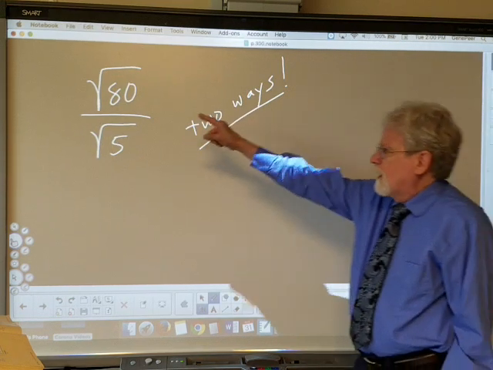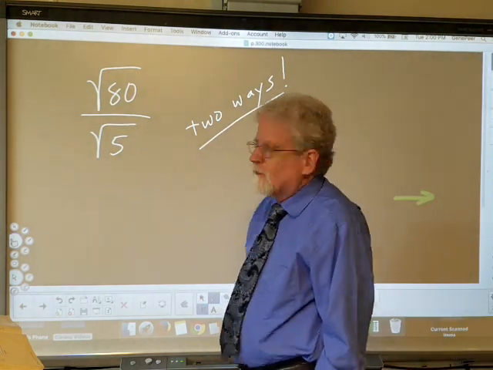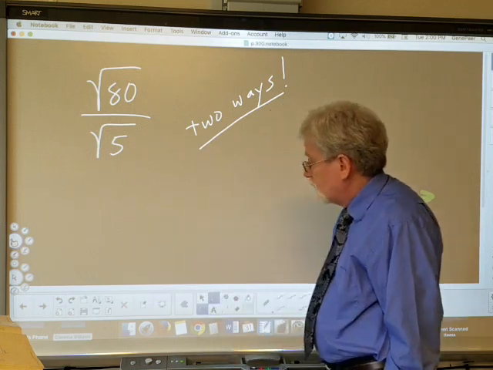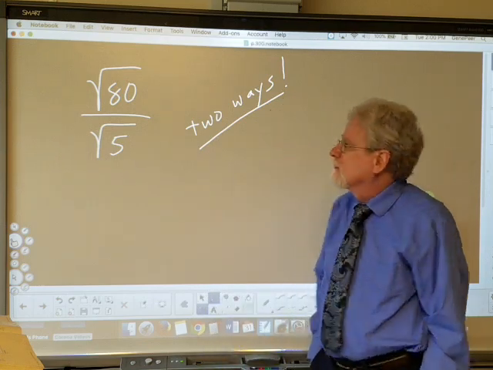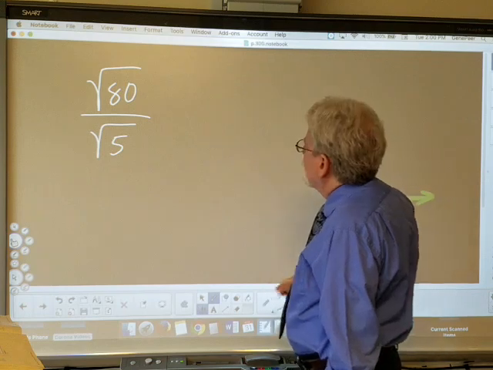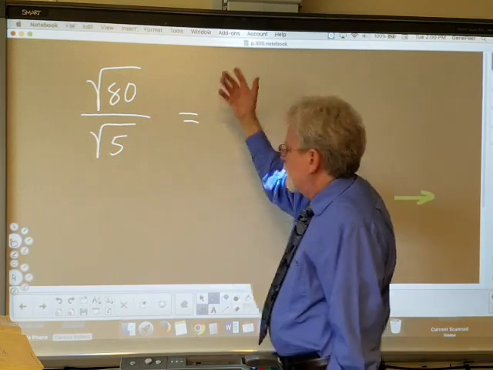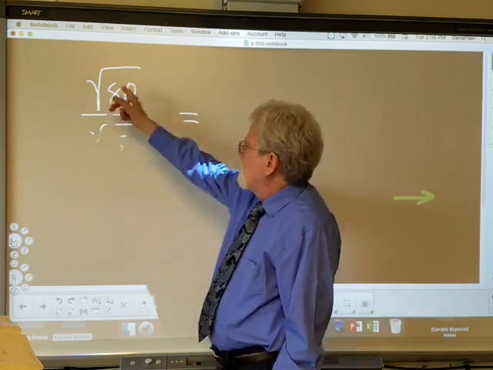There are 2 ways to handle this one. Let's look at it both ways and make sure we get the same answer both times. One way, let's just simplify the numerator. Is there a square that goes into 80?